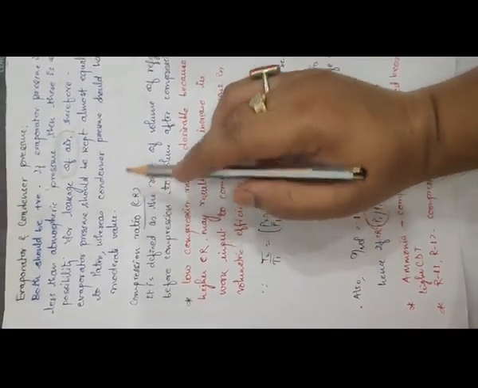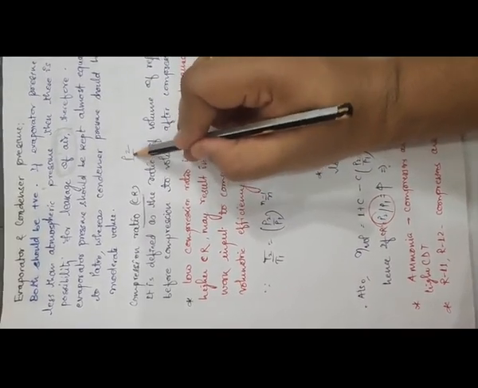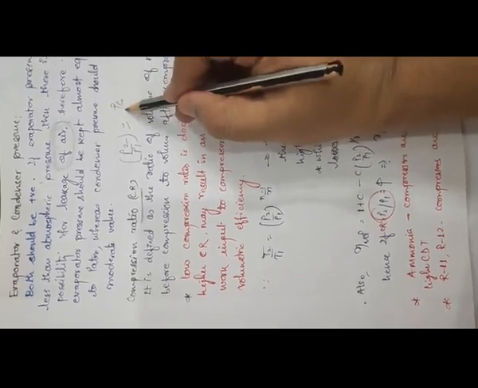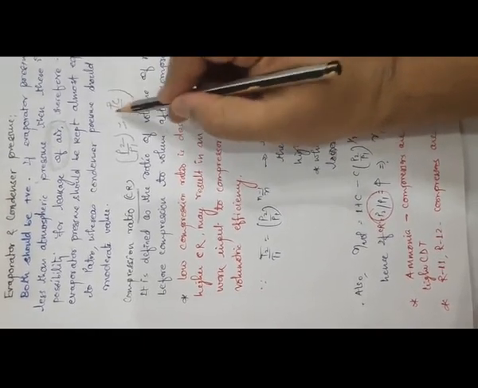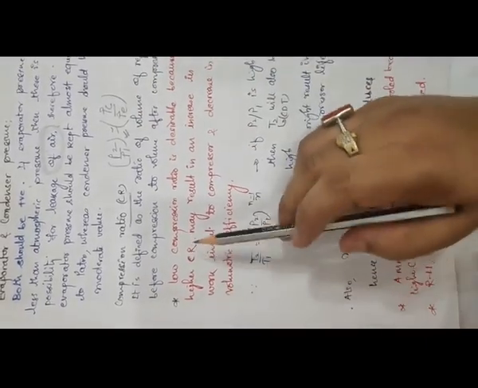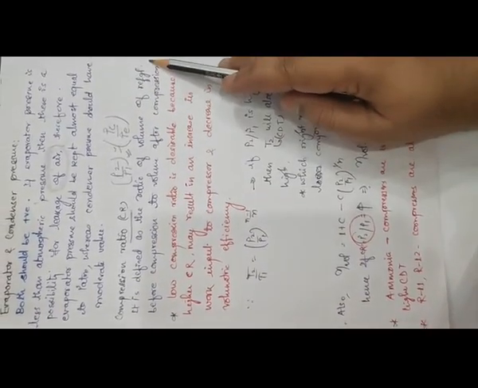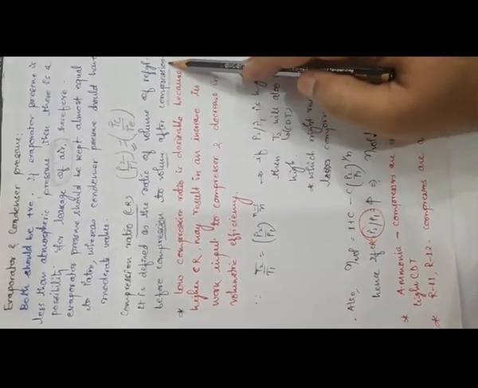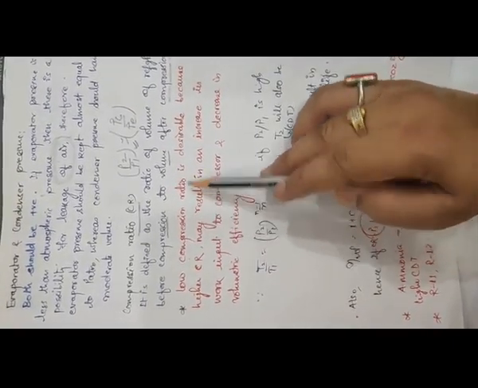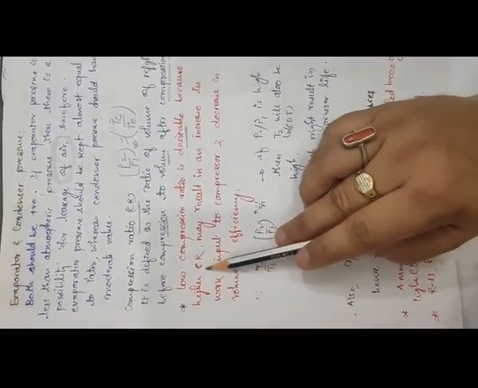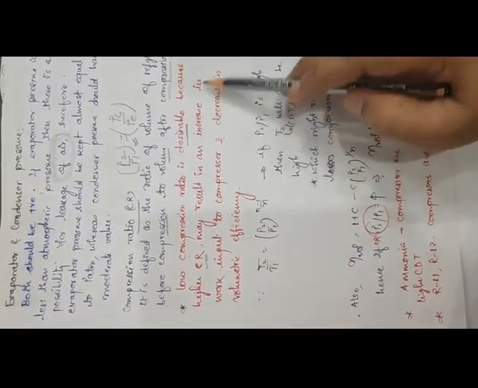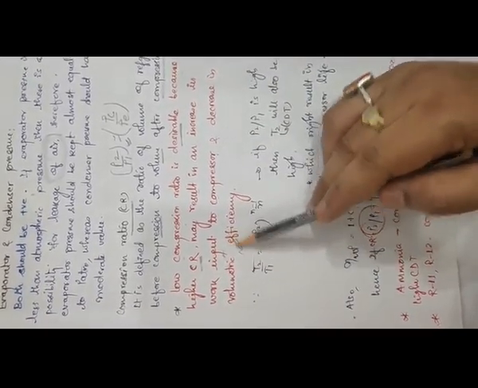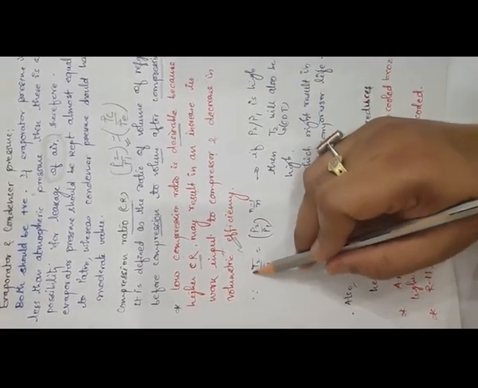Next point is compression ratio. Compression ratio is given by P2 by P1, or rather, it is the ratio of condenser pressure to evaporator pressure. It is defined as the ratio of the volume of the refrigerant before compression to the volume after compression. A lower compression ratio is desirable because a higher compression ratio may result in an increase in the work input to the compressor and a decrease in the volumetric efficiency. We can understand this as follows.